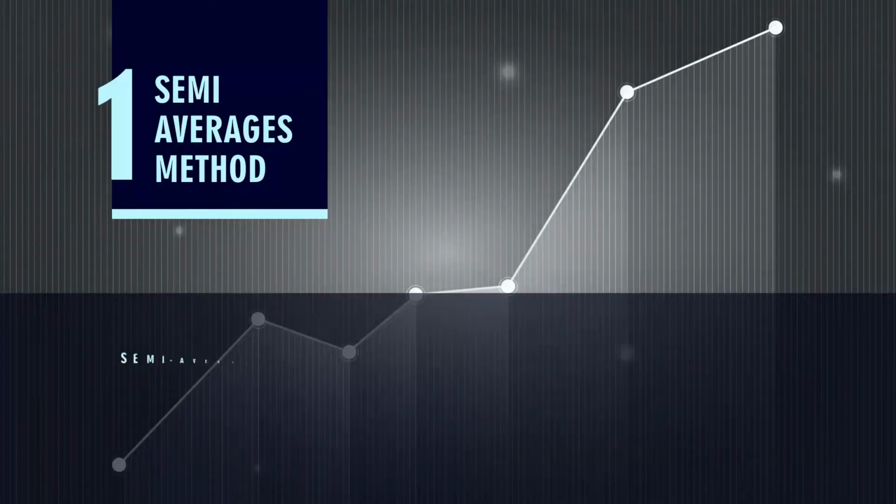So what exactly is the philosophy behind the semi-average method? In this method, we classify the time series data into two equal parts and then calculate averages for each half.